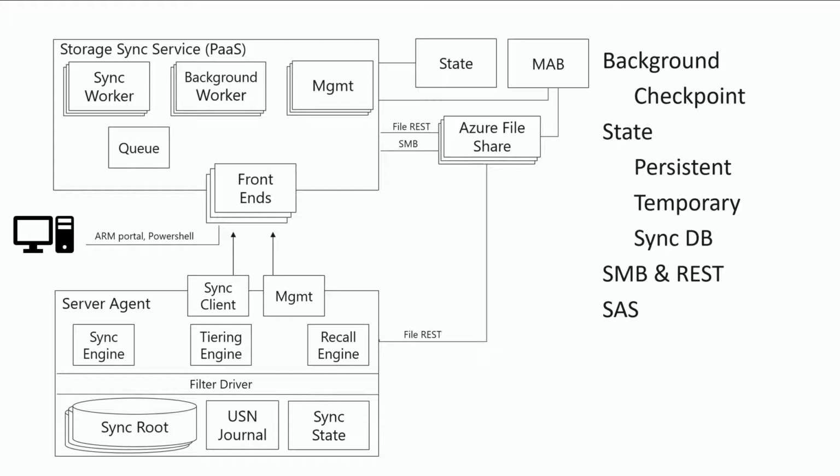The next learning is that if you look from our service to the Azure file share, we use both file REST as well as SMB. And we do that because there's different semantics and different capabilities between those two protocols. So we use both to give the best possible experience at the lowest cost.